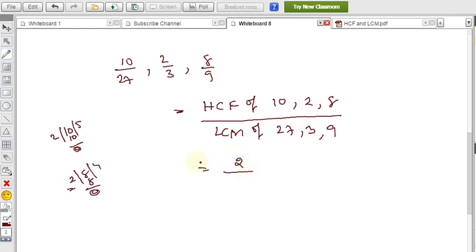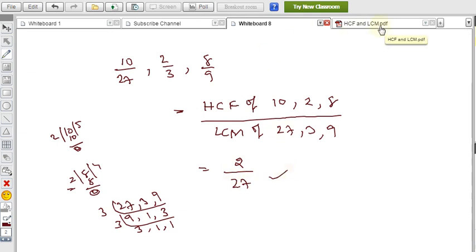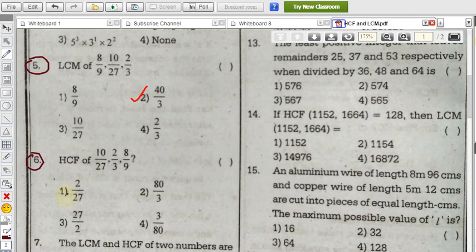Then LCM of 27, 3 and 9. Okay, you apply the division method. 27, 3, 9. 3 table. 3 nines are 27, 3 ones are 3, 3 threes are 9. Again 3. 3 threes are 9, 3 ones are 3. So 3, 3, 3, 3 times. So 27. So 2 by 27 is the HCF. Yeah. So whenever they give fractions, we can use the same thing.